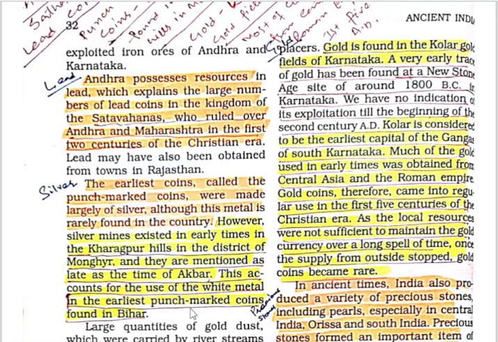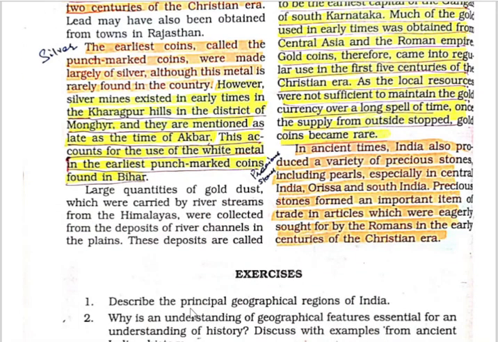That is why we see that later, when this trade declines with Central Asia and the Roman Empire, we see that gold coins became rare. We didn't find enough gold coins because our domestic production was not sufficient to maintain gold currency over a long spell of time. Then we move on to the precious stones.